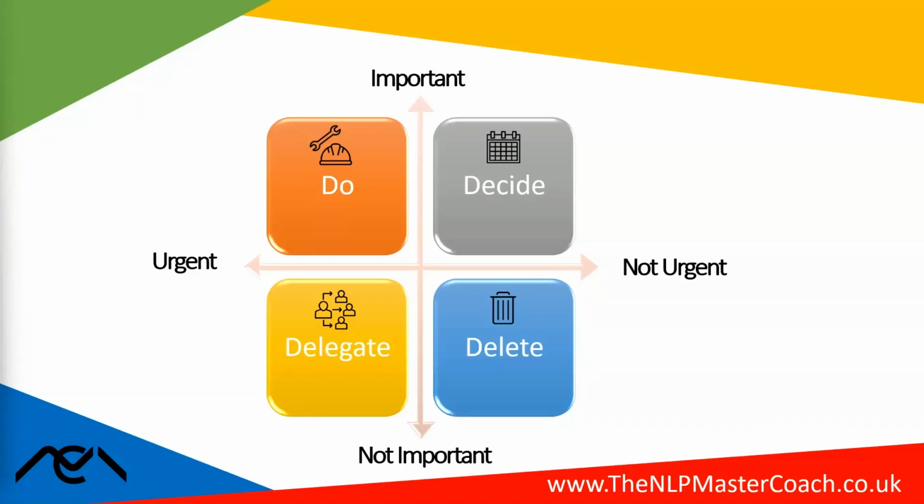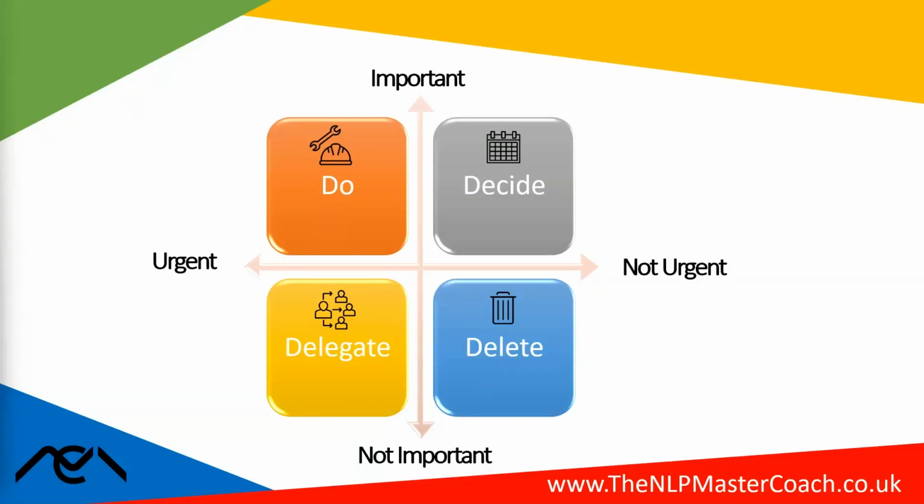Bottom left, so it's urgent but not important. And the key thing here that I need to mention around the matrix is that important and urgent means the importance and urgency for you, not for the person that maybe allocated you the task. To them, it may be urgent. To you, it may not be.